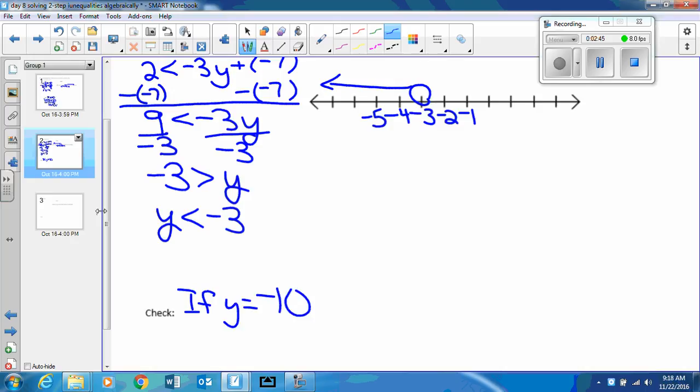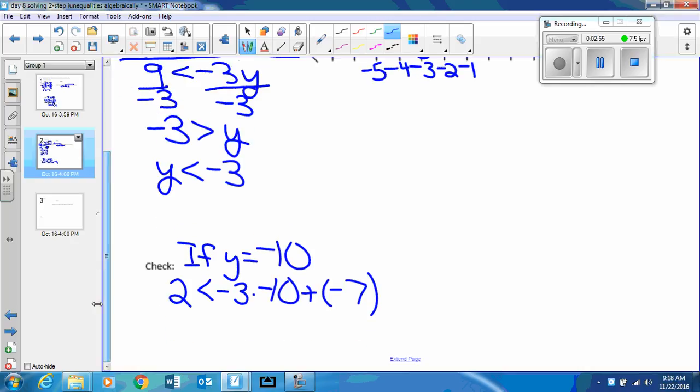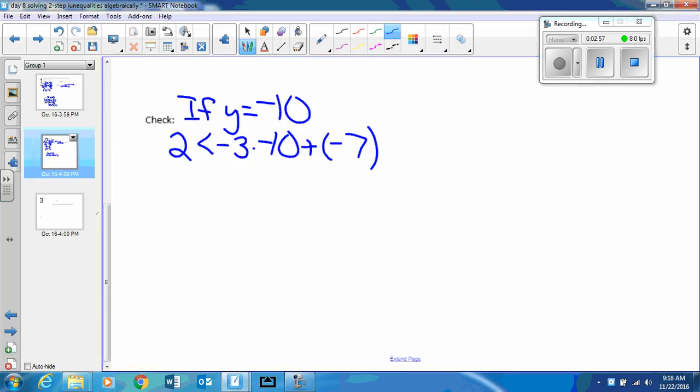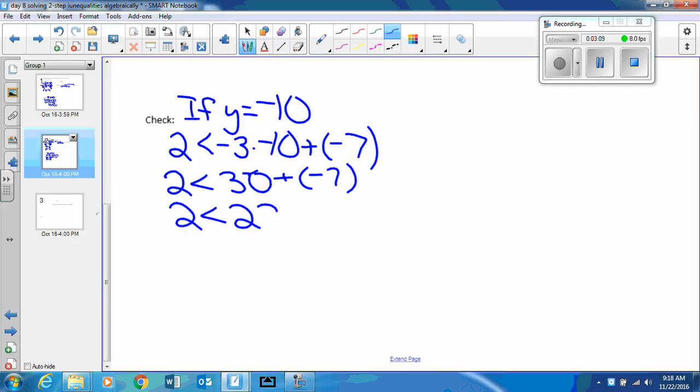Go back to the original, I get 2 is less than negative 3 times negative 10 plus negative 7. When I simplify, we multiply negative 3 times negative 10 becomes 30. And now 30 plus negative 7 becomes positive 23. That is a true sentence, so it checks out okay.